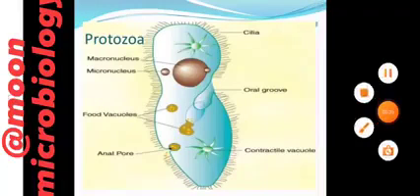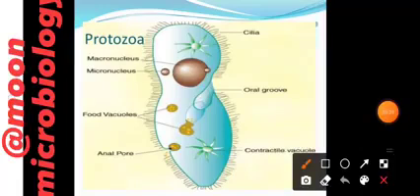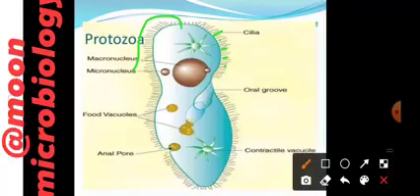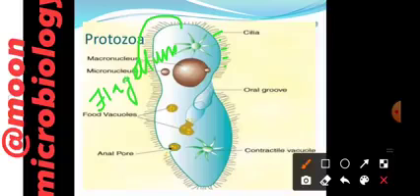This is the structure of protozoa. You can see these are the cilia, and flagella are also present in this way. If a single flagellum is present, it is known as a flagellum. On the other end, it is usually a slender, long filament, which is single or multiple in number.